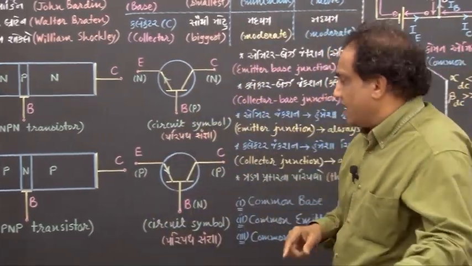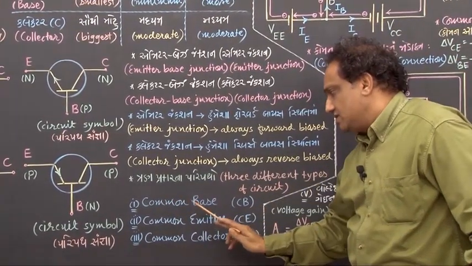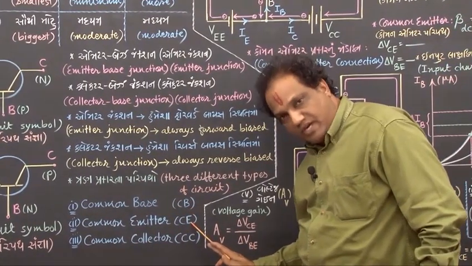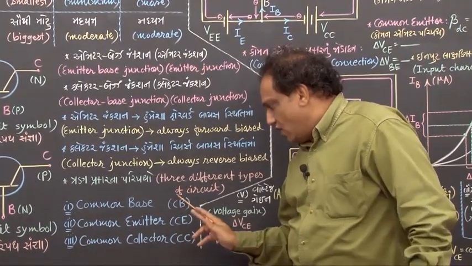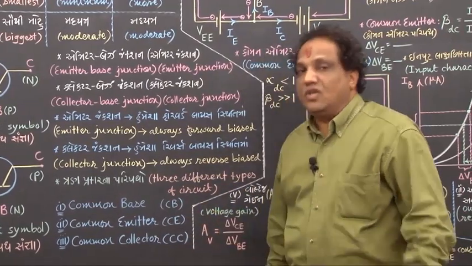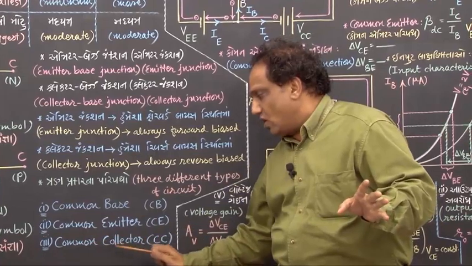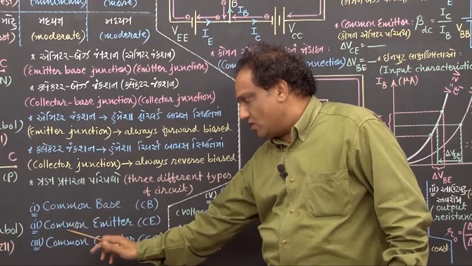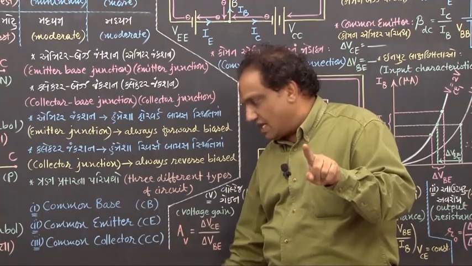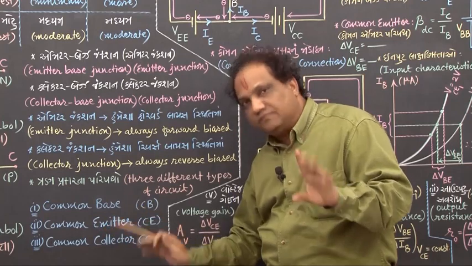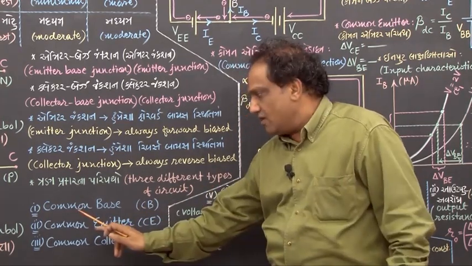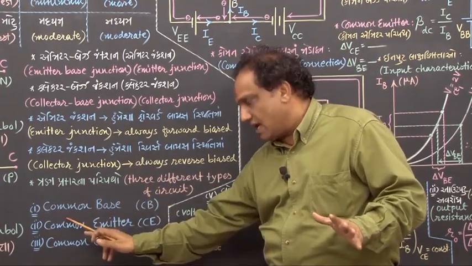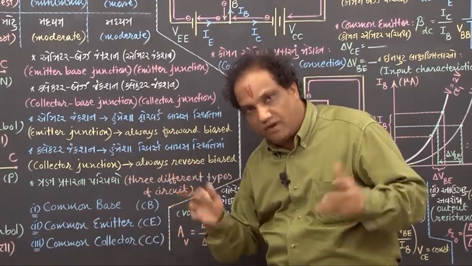Out of these three types of connections, CB means common base, CE means common emitter, CC means common collector. In our syllabus we don't have to study common collector. Now we will study these two types of connection, common base and common emitter. In the textbook they have not described common emitter in detail, we will study that also. They have described common base with a proper figure. Let us see both types of connection one by one.